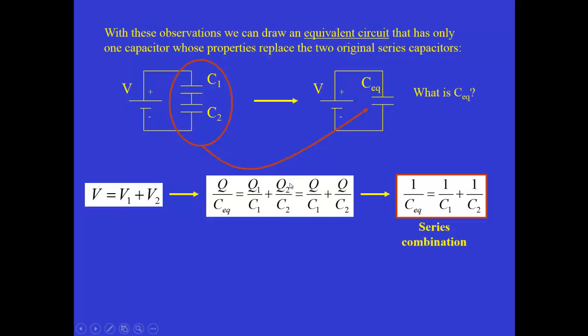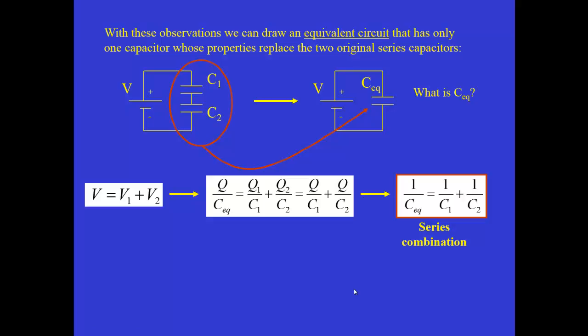Well, we know that Q1 and Q2 are the same, according to our observation about capacitors in series. So that's Q over C1 plus Q over C2. The right and left-hand sides both have that quantity Q, so if we divide both sides by Q, we get the following arrangement that relates to the reciprocals of the capacitances. So for two capacitors that are in series, their capacitances combine by saying 1 over CEQ is 1 over C1 plus 1 over C2. So that's a series combination.